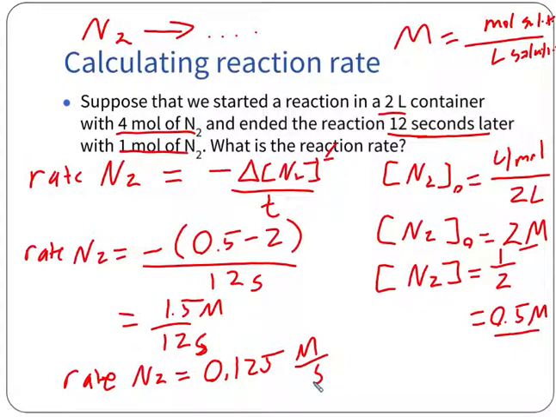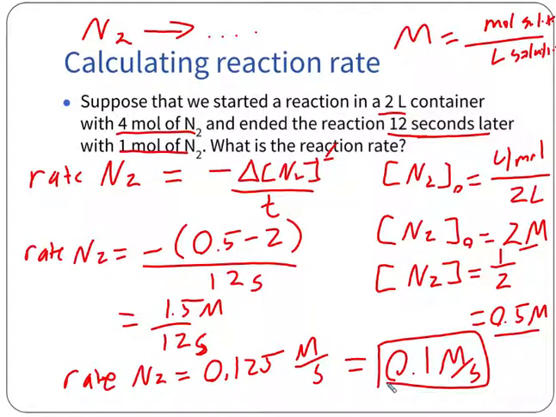Now, sig fig wise, everything here except for the 12 has 1 sig fig. We're really doing pretty much all multiplication and division, a little bit of subtraction here, but it's going to be in 1 sig fig. So our final answer here would be just 0.1 molar per second as the reaction rate of the nitrogen gas.